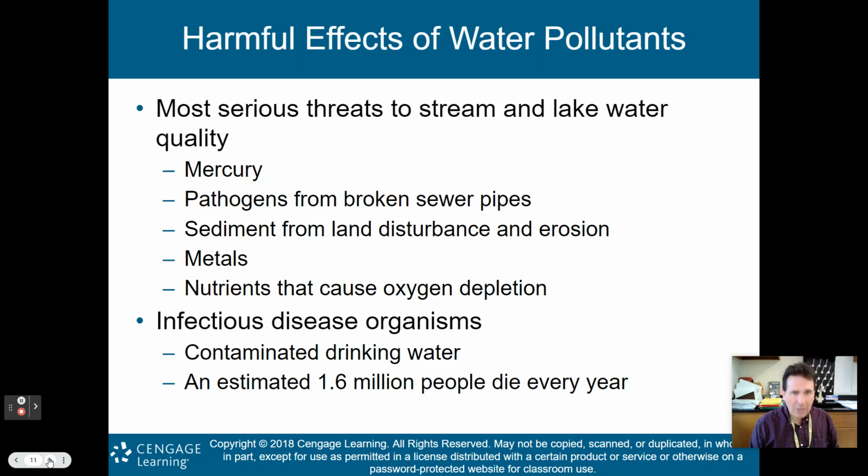All right, so let's talk about the harmful effects of water pollutants. Most serious threats to stream and lake water quality will be mercury, pathogens from broken sewer pipes, sediment from land disturbance and erosion, metals, and again, nutrients that can cause oxygen depletion. Infectious disease organisms also can contaminate drinking water, and an estimated 1.6 million people die every year from drinking contaminated water that has some infectious disease organisms in it. This mainly happens nowadays in underdeveloped third world countries, but obviously it could happen anywhere if your drinking water gets contaminated.